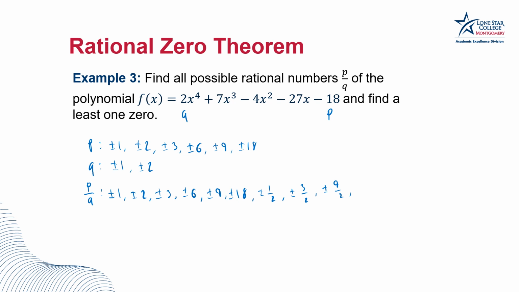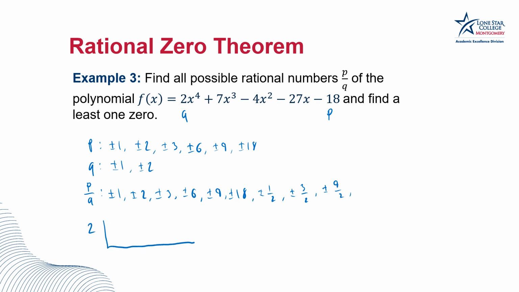So these are our possible rational zeros, the p over q factors that we just found. Now we need to find at least one zero. So what we do is pick one of the possible rational zeros and test it using synthetic division. After you test it, if you get a remainder of 0, then that possible rational zero is a rational zero. So let's say we test with the possible rational zero of 2.